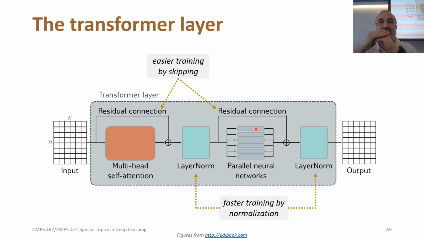They can be done in parallel. There's no dependency between them. So that's one network that is shared among all the output vectors here.